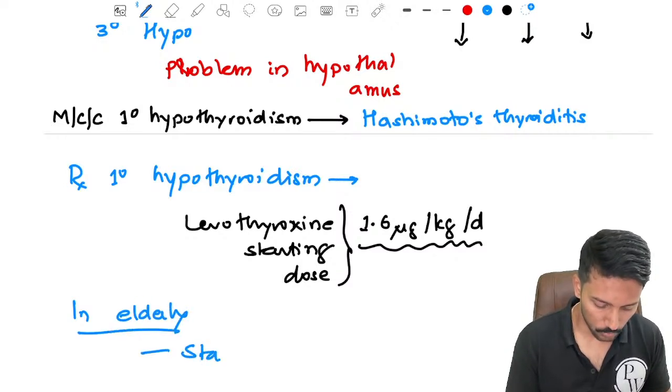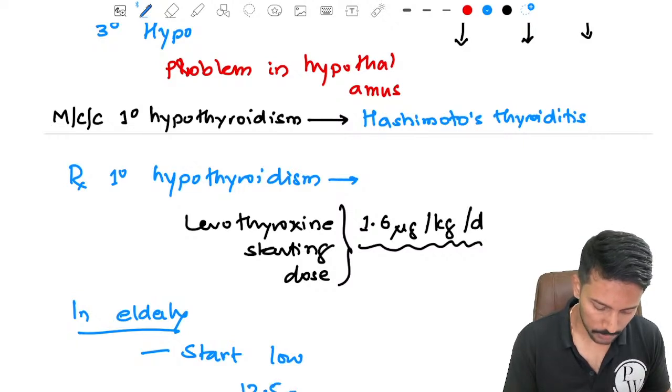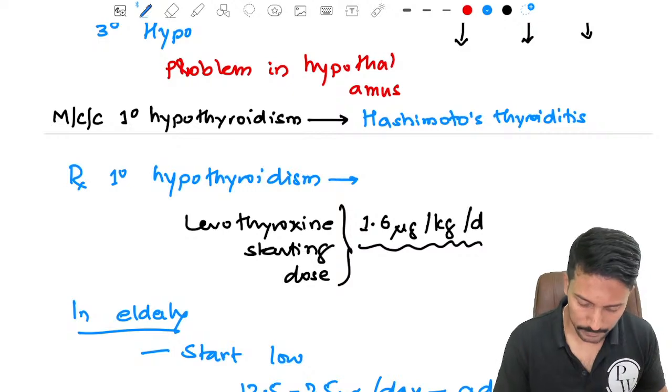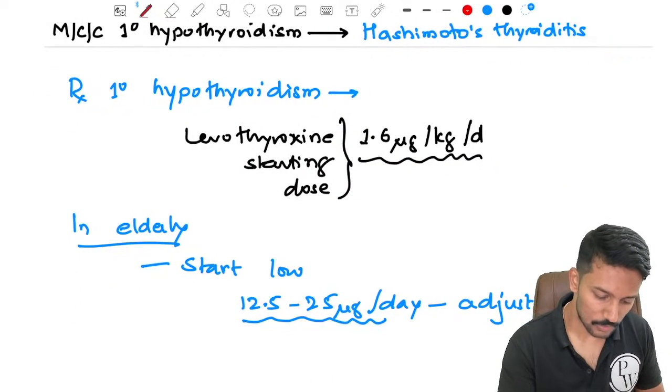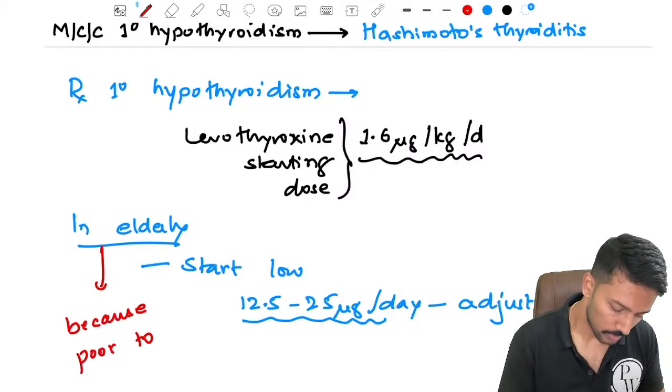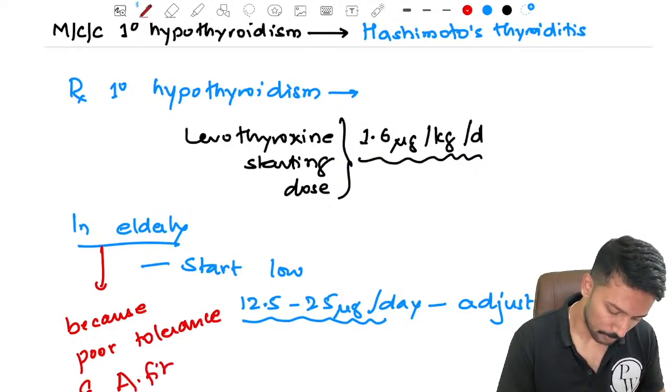right, we start low. Like we start with 12.5 to 25 microgram per day, irrespective of their weight, and then adjust the dose. Why do we do that? Because of the poor tolerance. They are at increased risk of developing atrial fibrillation. Poor tolerance and AFib risk.